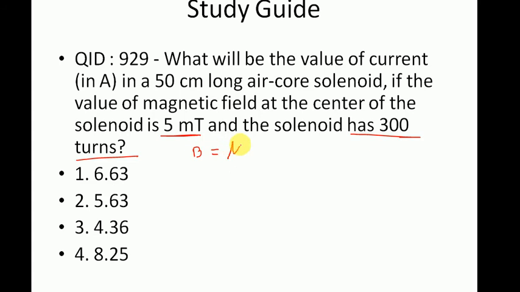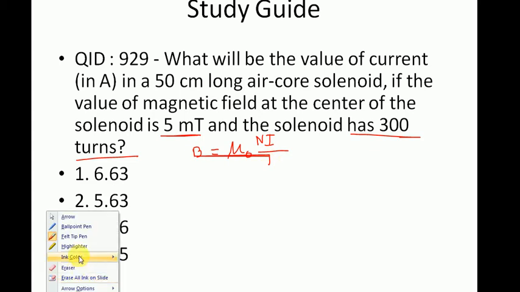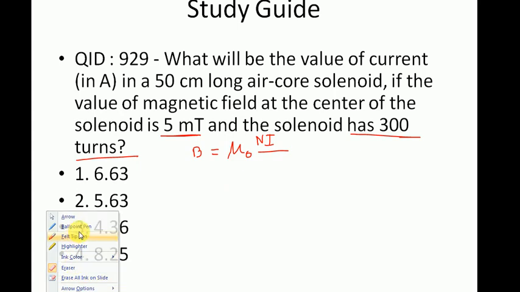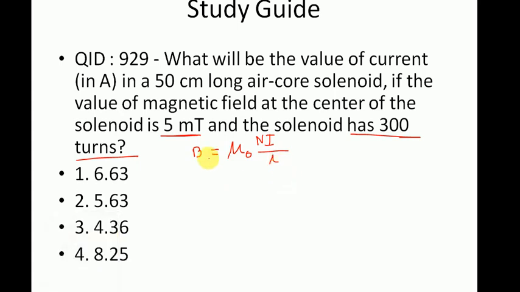What is the formula for B? B is mu naught N I by L. Okay, so here we have to use some eraser due to the digital pen. So what is B? B is the flux density. What is mu naught? Permeability of the free space. That value is already given, 4 pi into 10⁻⁷. It is already given in the question paper itself.